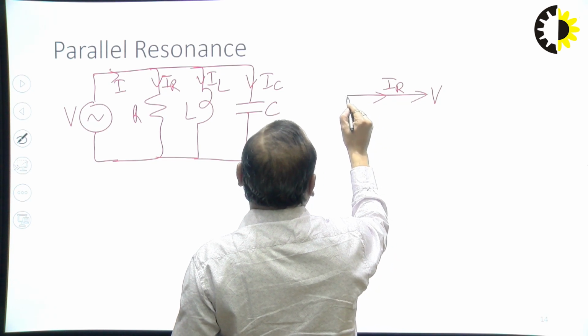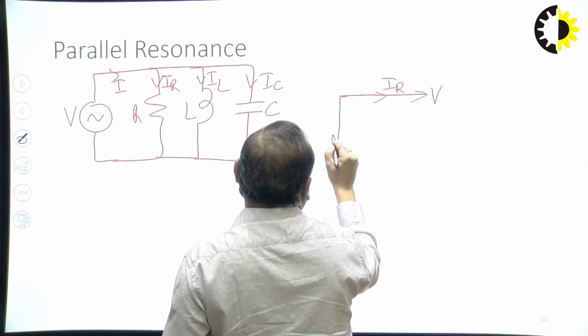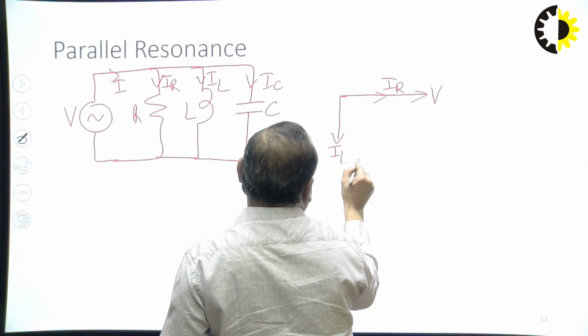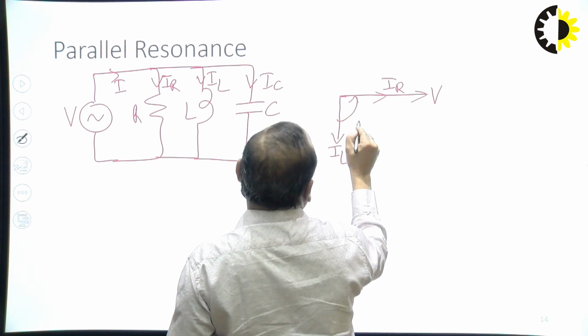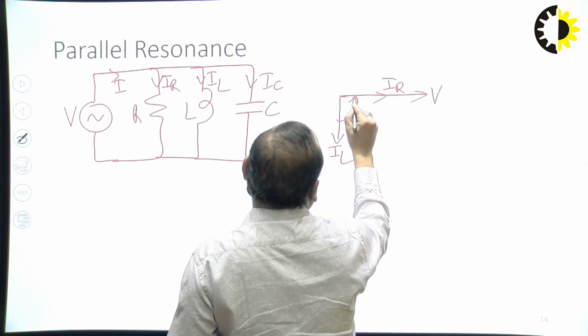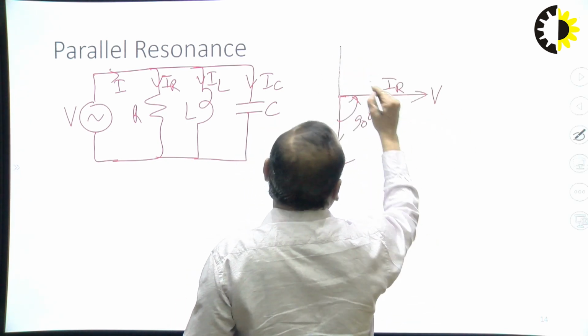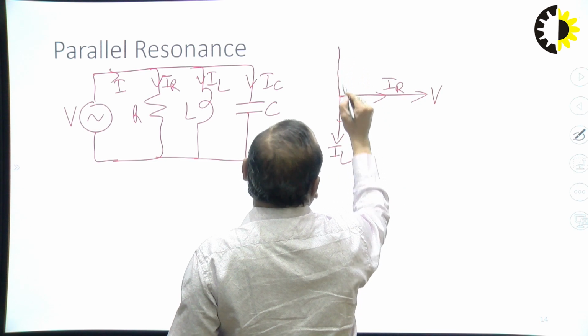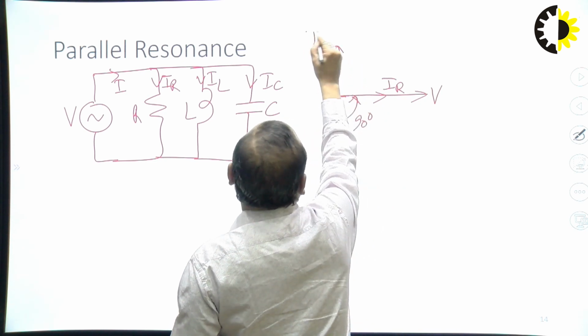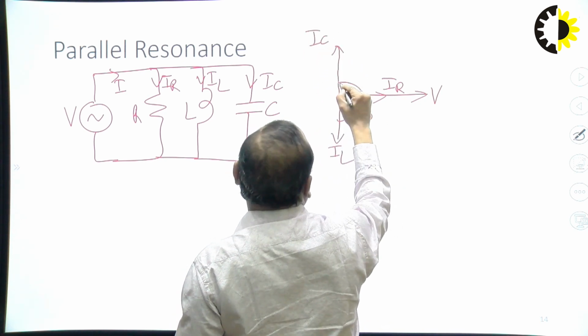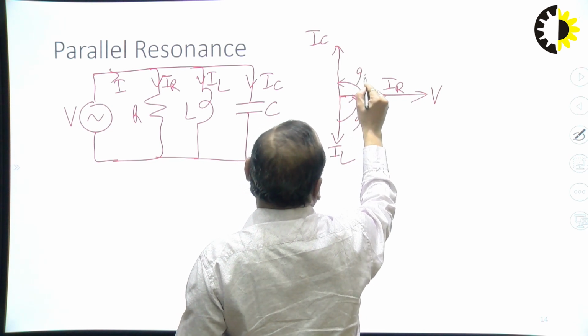While in an inductor, current will be lagging by 90 degrees from the voltage. This angle is 90 degrees. Similarly, in a capacitor, the current will be leading by 90 degrees from the voltage. That is the property of a capacitor.